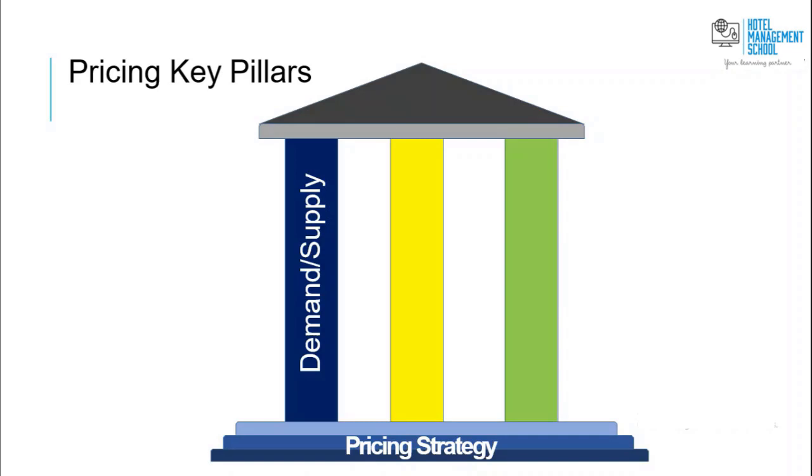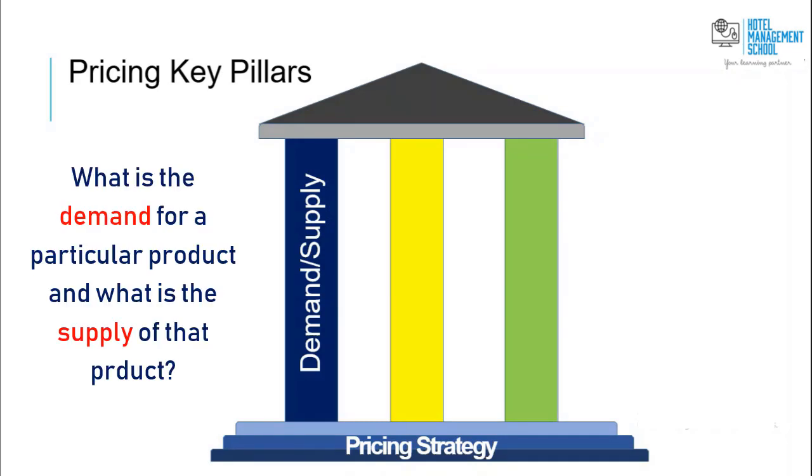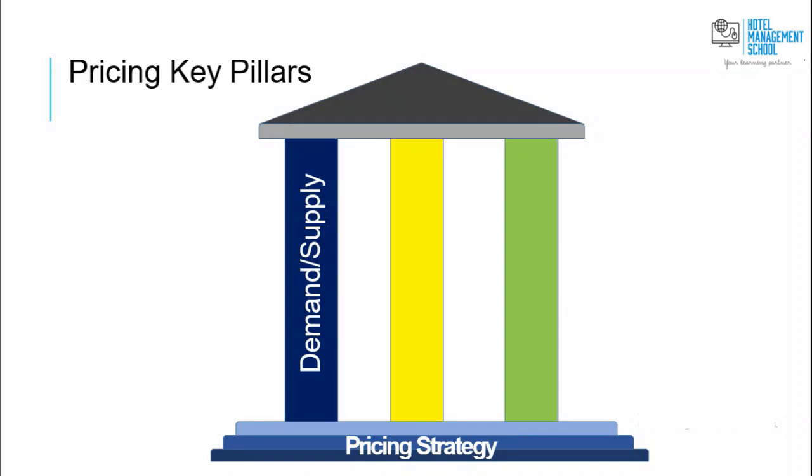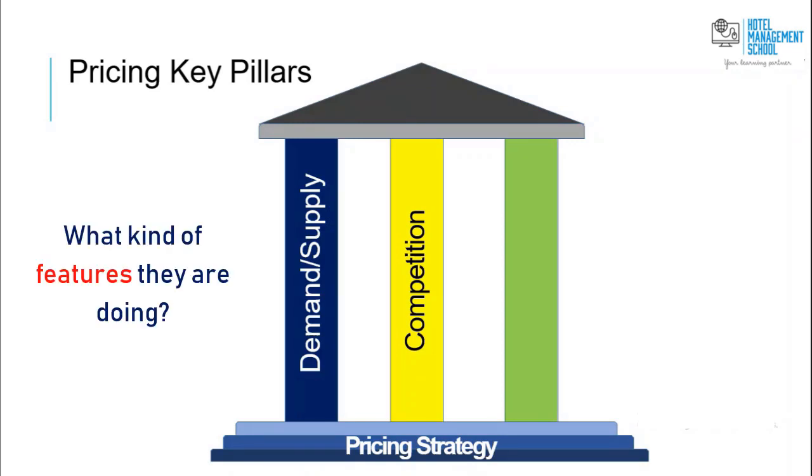What is the demand in the hotel, what is the demand for this particular product, and how much is the supply? If there are 10,000 rooms in the hotel in the city, then there is an oversupply. So if the supply is over the demand, then it's very hard to charge a higher price. But if the demand is higher than the supply, then you can command a higher price. Then it depends on the second factor, which is the competition. How much the competition is charging, and what kind of features they are offering compared to you.